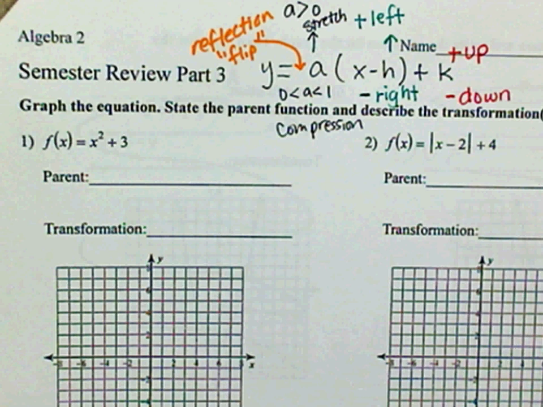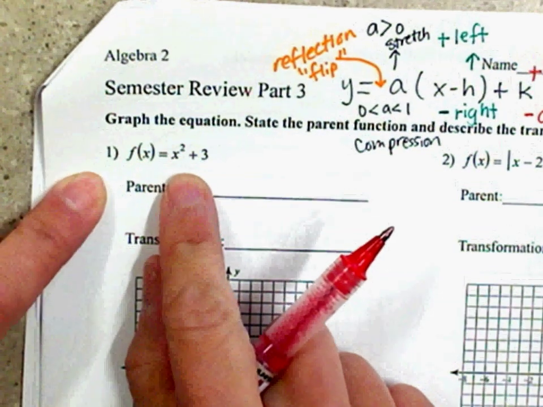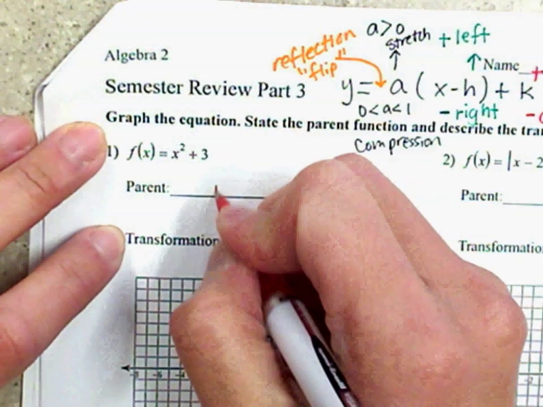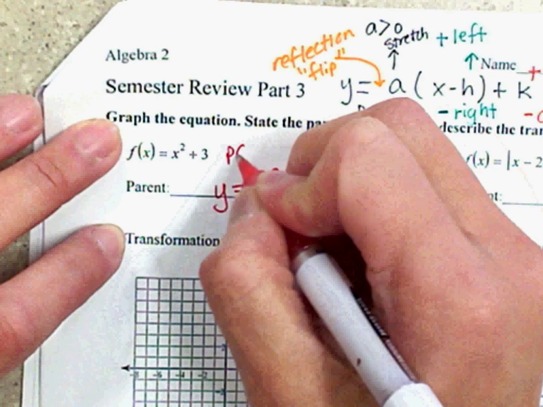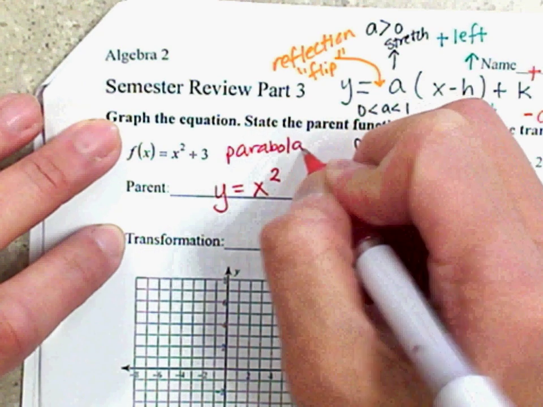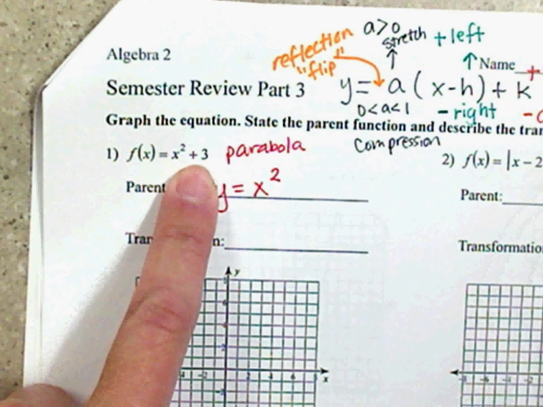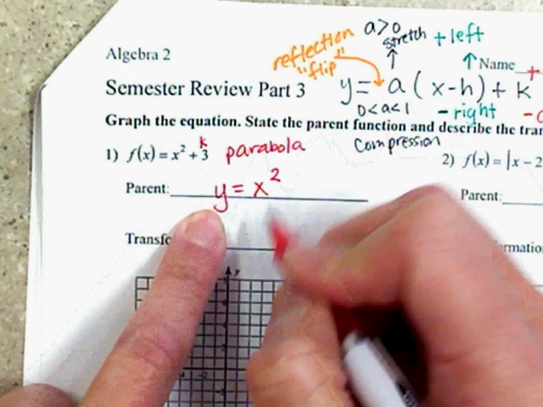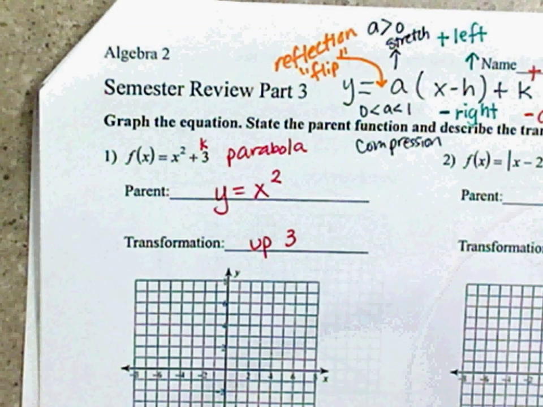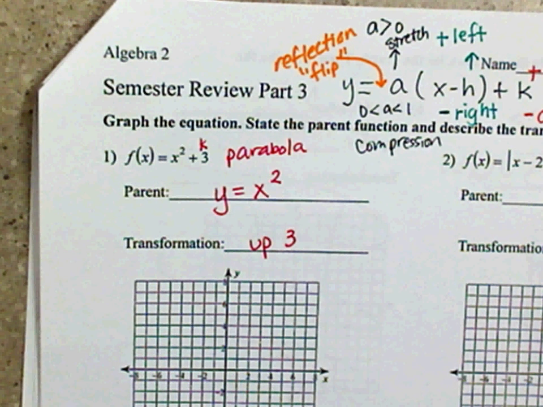Okay? So, number 1, your parent function. If you look, you see how there's a square? The parent function is y equals x squared, which is the shape of a parabola. So for your transformation, you only have a plus 3. It's outside your parentheses, so this has to be your k. So that means you're going to move up 3.